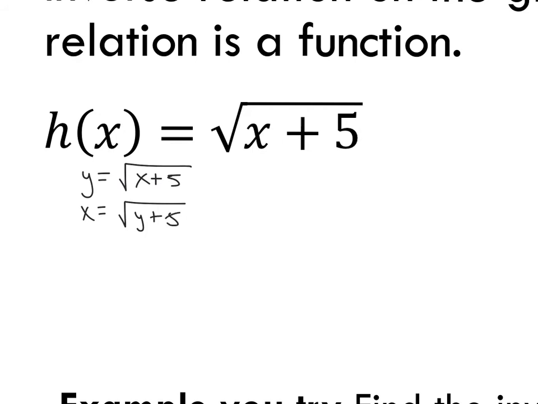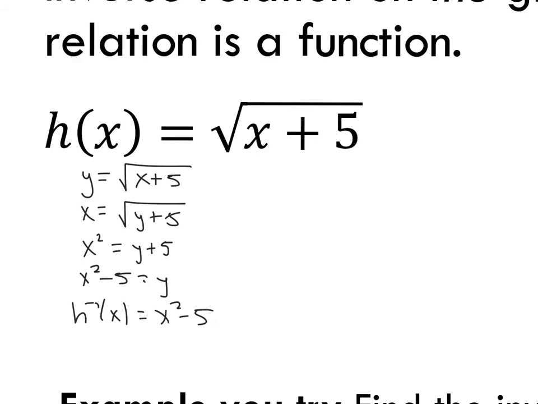Now, to undo the square root, remember we're going to square both sides. So notice we'll have x squared equals y plus 5. And then we move the 5 over. So x squared minus 5 equals y. We change the y to an h inverse of x. And now we're ready to graph it.